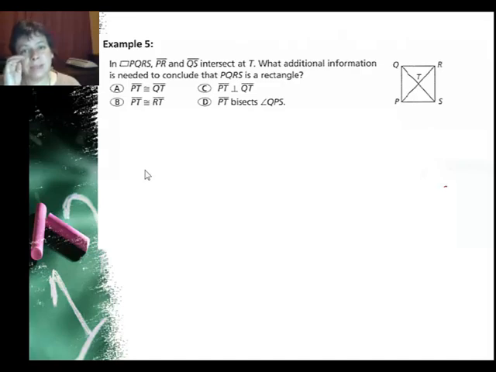Now in the last example, we're going to see what we need to do to conclude that this is a rectangle. How can I prove that? So I'm going to list each of the points and what they tell us. We do know that PR and QS intersect at T. So T is right there at that intersection.